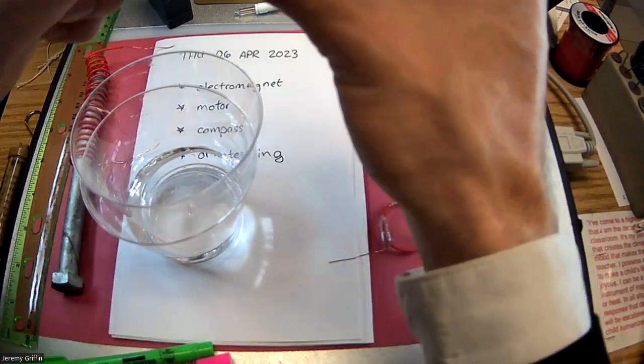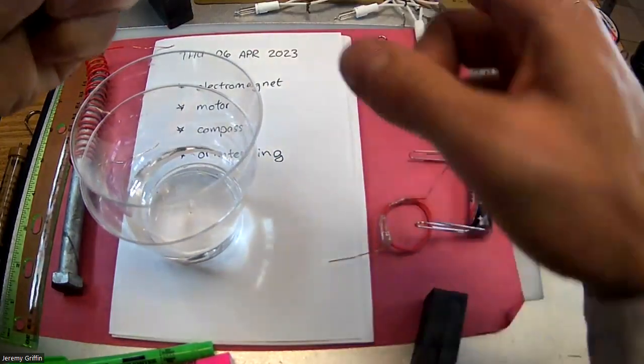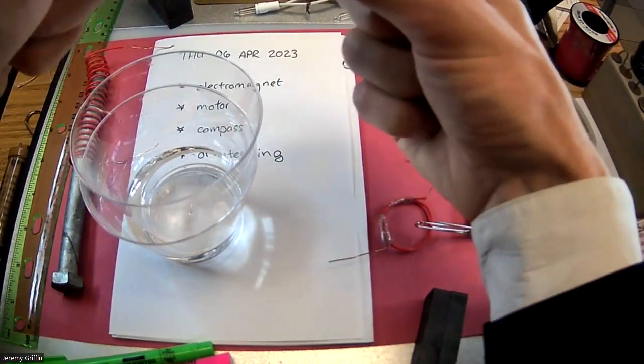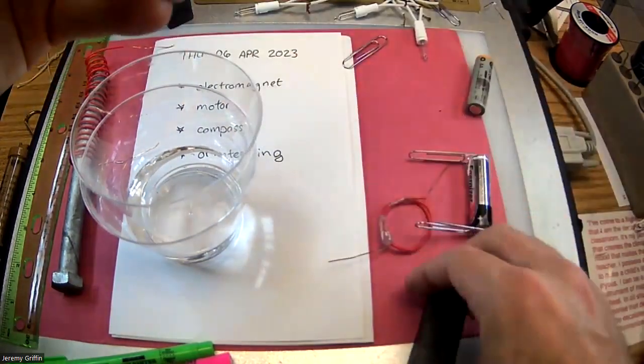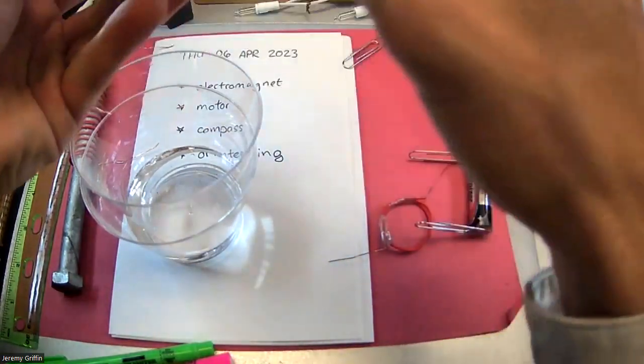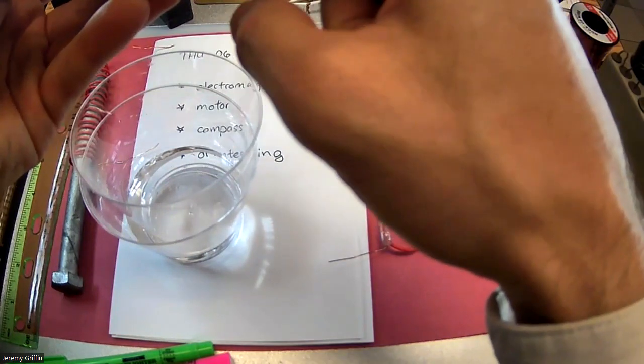The poles are on these faces right here. So if I take one of these off, this is either the north or the south, and this is the opposite. So this is a pole right here. If I put all these magnets together, then there's one pole here, and there's an opposite pole here. You guys got that?